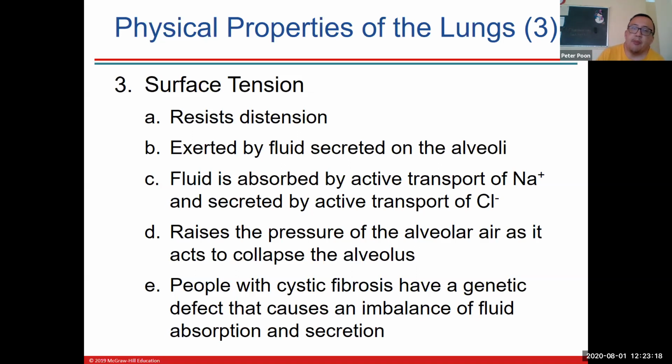The fluid is absorbed by active transport of Na+ and secreted by active transport of Cl-. Okay, people with cystic fibrosis have a channel problem that prevents the active transport of Cl-, and therefore they can't secrete Cl-, and therefore they can't move fluid.